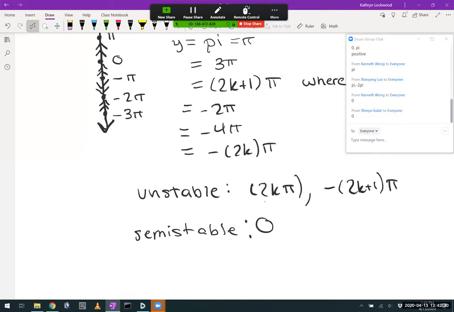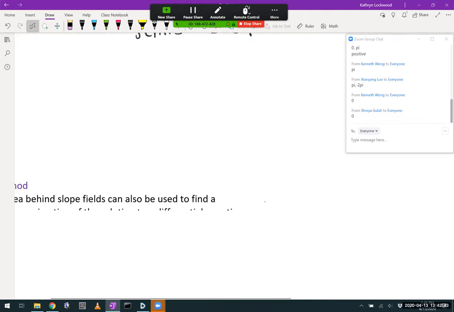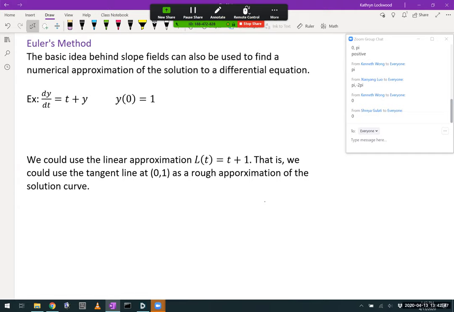All right, got any questions for me on phase lines, on using them for asymptotic behavior or for finding stability? Okay, so we finally get to Euler's method, which is our numerical approximation method. The basic idea that we used for slope fields, we can also use for a numerical approximation.